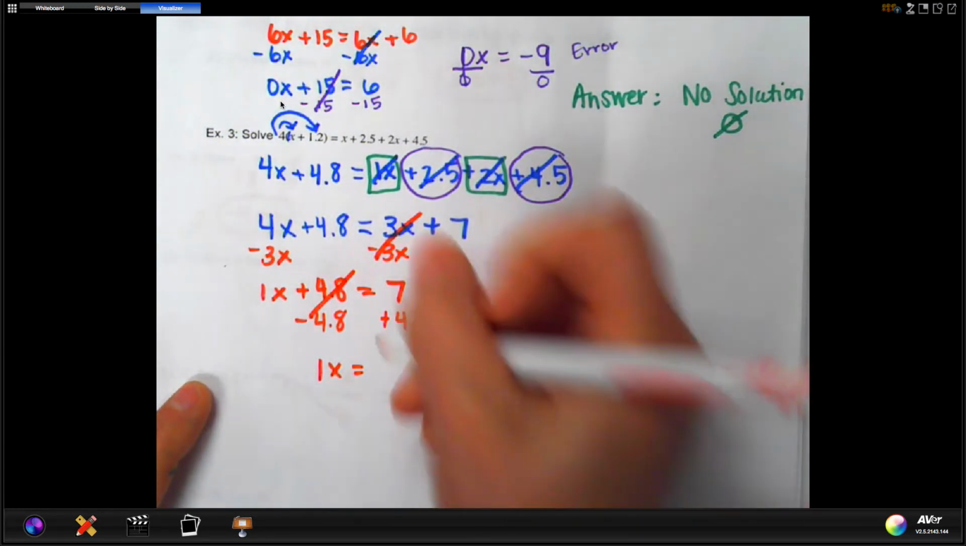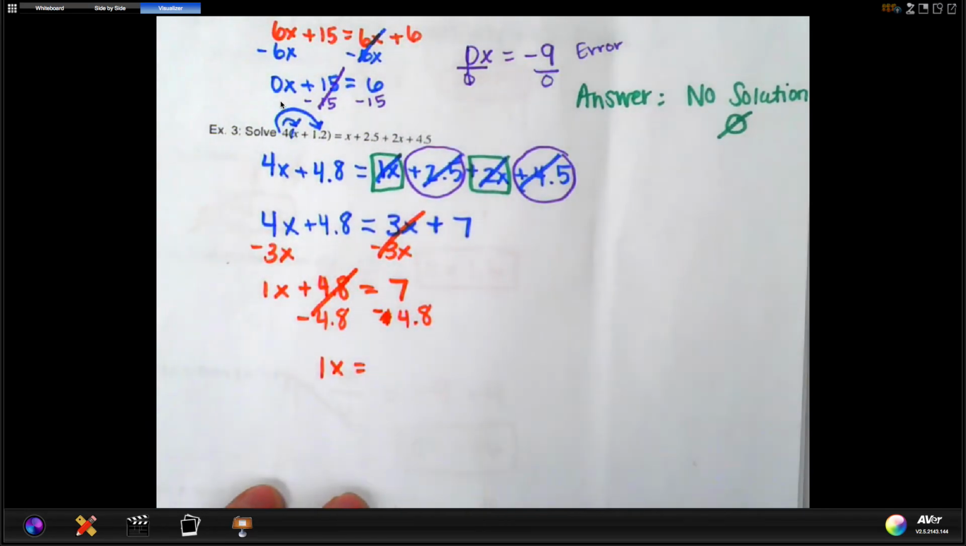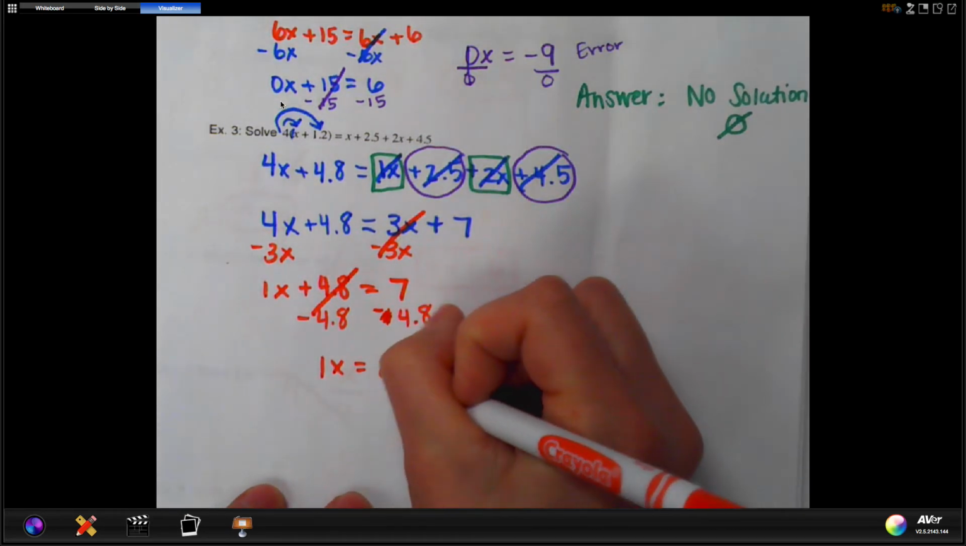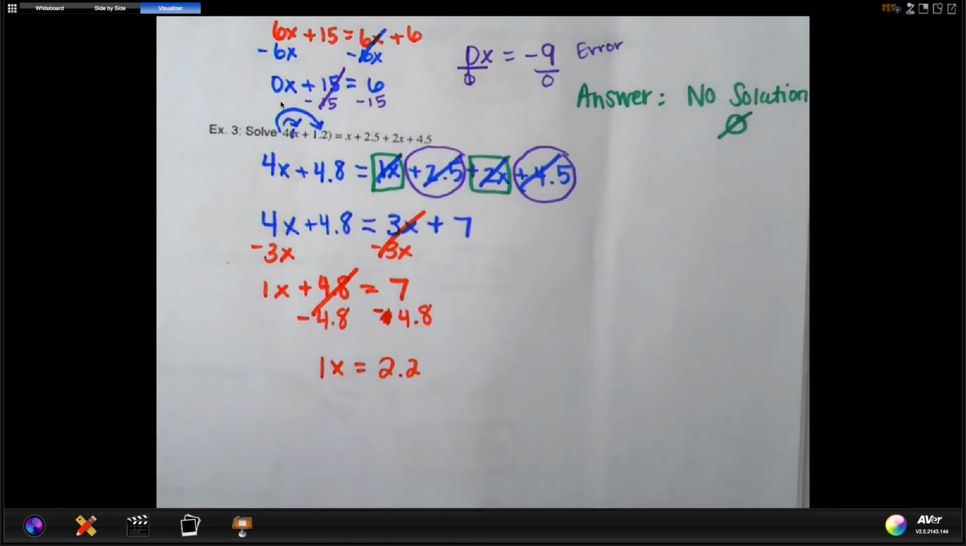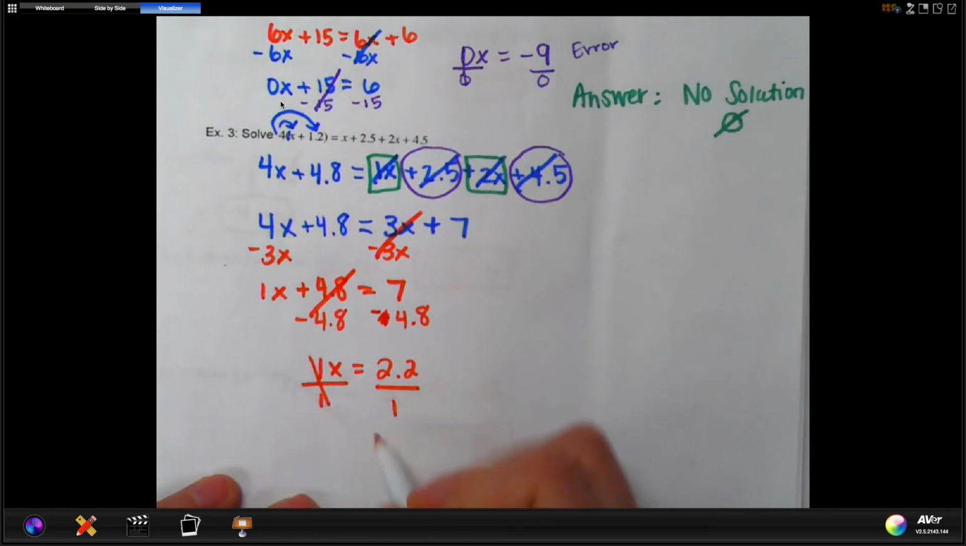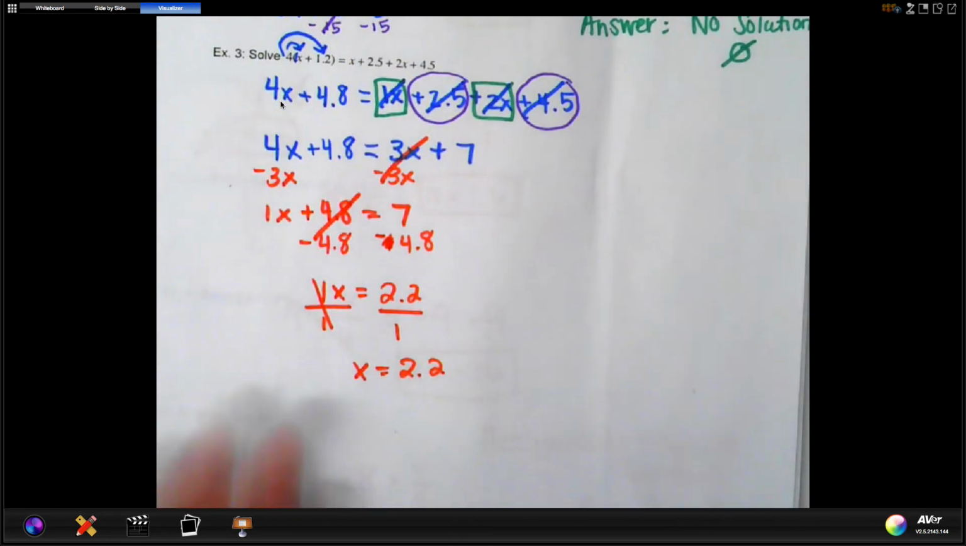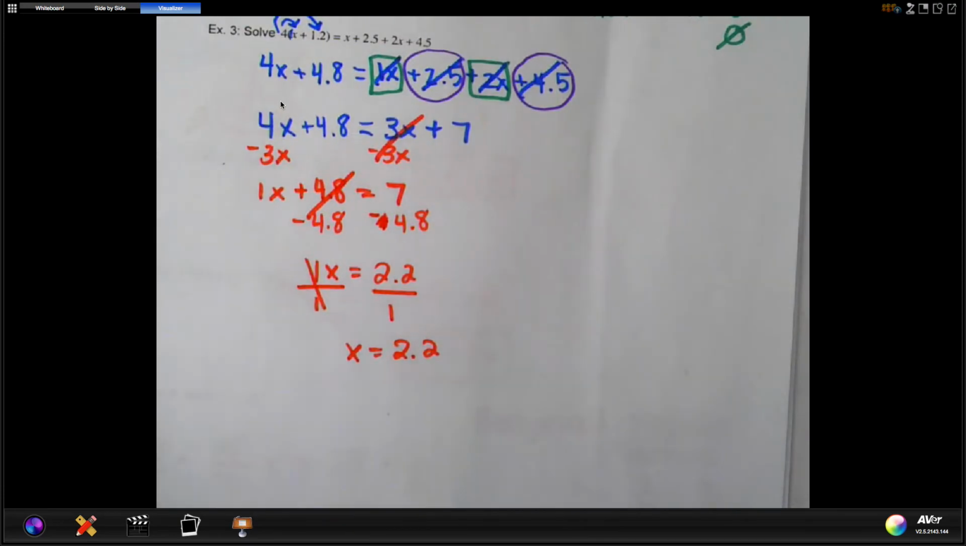7, oops, I added that there. Sorry, I said subtract, but I wrote add. So 7 minus 4.8 on that side is going to give you 2.2. And the last step here is going to be to divide by 1, technically. So x equals 2.2. So this one is exactly like we have been doing.